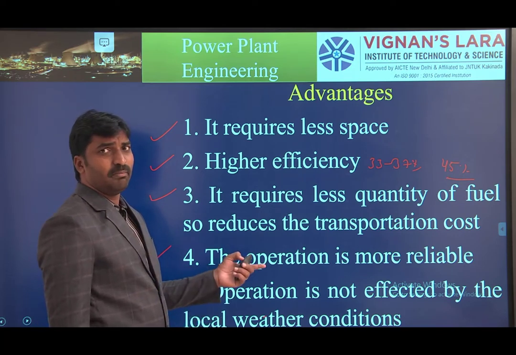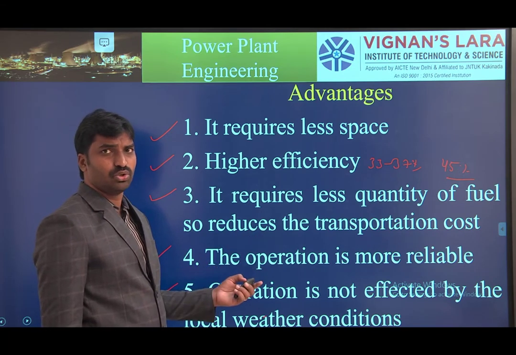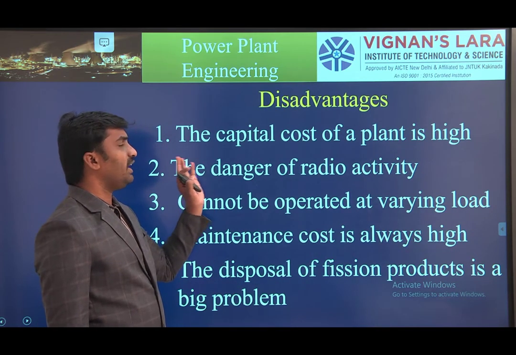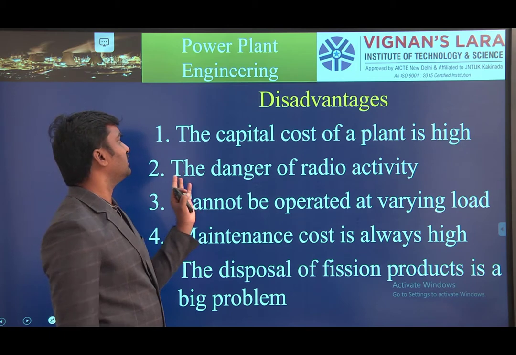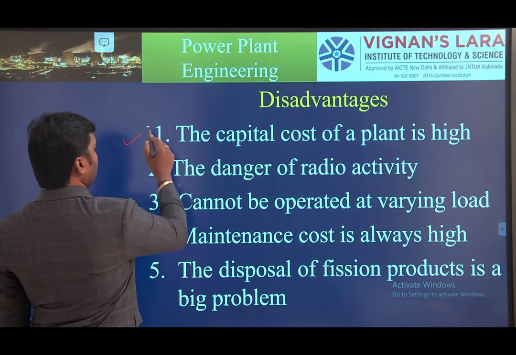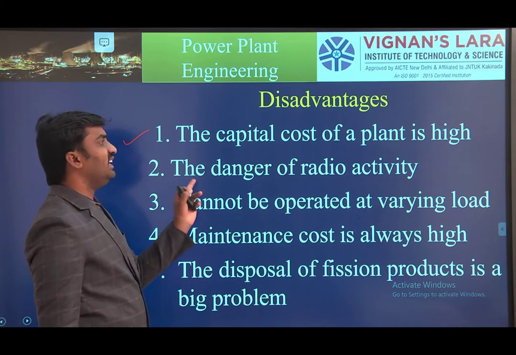At the same time, it has some disadvantages also. So what are the disadvantages of a nuclear power plant? The main thing is the capital cost of the plant is high, and there is the danger of radioactivity.